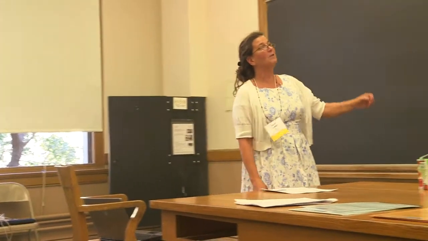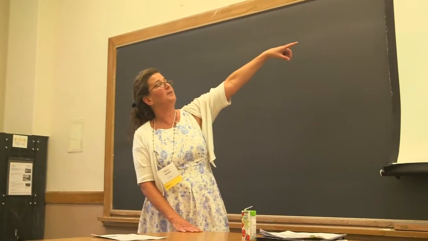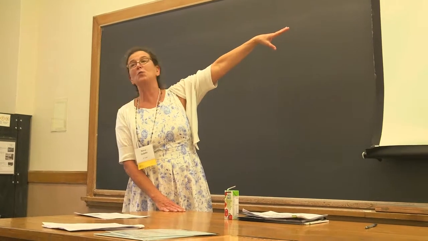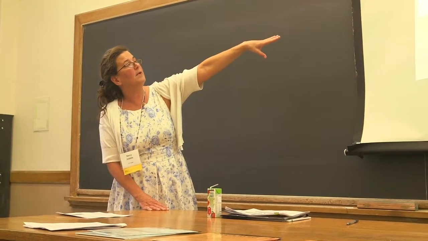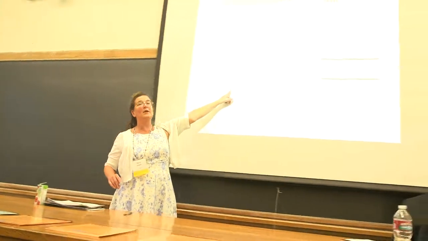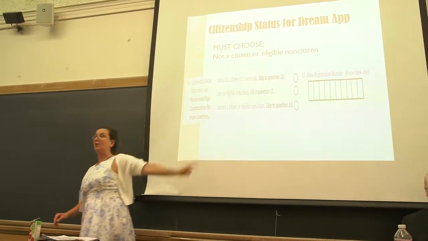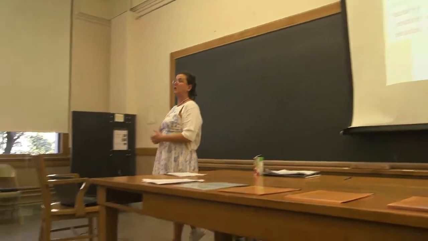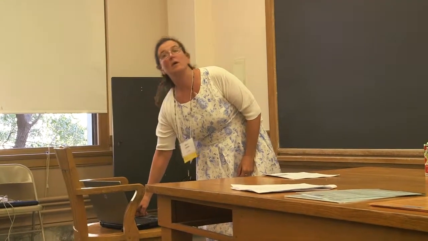And then in case they're confused when they're filling out the application, it actually says I'm a U.S. citizen, I'm an eligible non-citizen, and then I'm not a citizen or an eligible non-citizen. So all of our Dreamers who are undocumented, even if they went through DACA, should be filling out that third option. That's the only student population that should be filling out the DREAM.